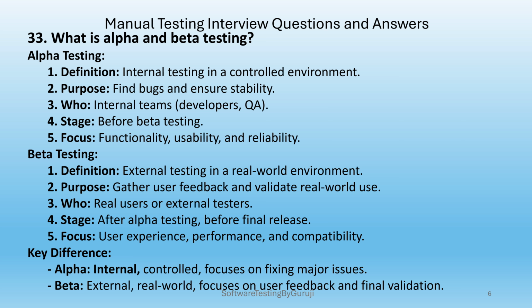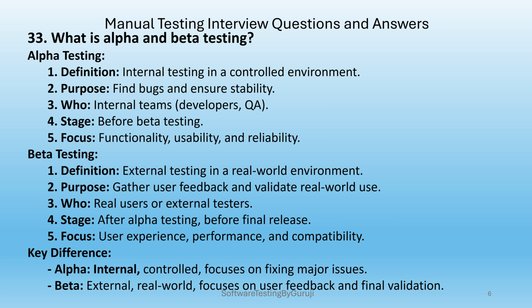Second is beta testing. Definition: external testing in a real world environment. Purpose: gather user feedback and validate real world use. Who performs it? Real users or external testers. Stage: after alpha testing, before final release. Focus: user experience, performance and compatibility.